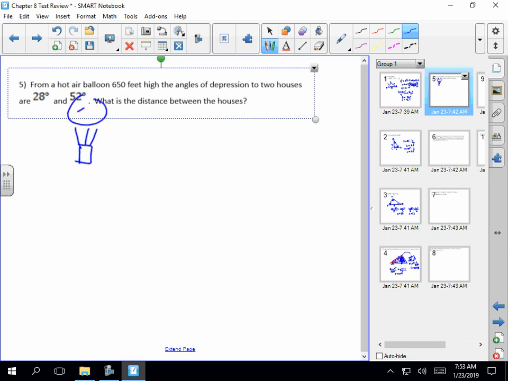And take a sighting. Here's the line of sight, maybe right here. Two different sightings. So we got one sighting down here. Angle of depression is measured down from the horizontal, from the line of sight. It's 28 degrees to one house over here. And then another sighting to a different house that is closer here, and it ends up being 52 degrees.